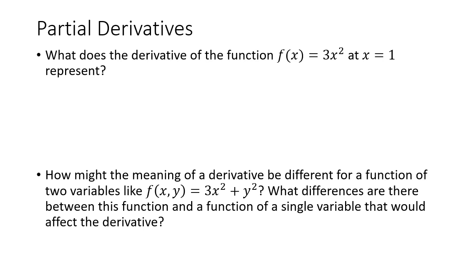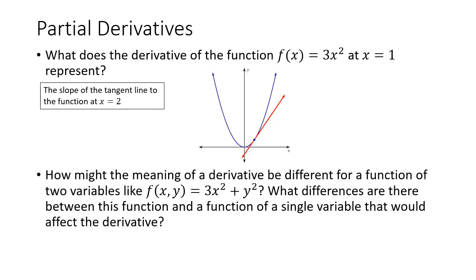So let's begin. The first question is, what does the derivative of the function f of x equals 3x squared at x equals 1 represent? The answer is it represents the slope of a tangent line. And as you may remember, a tangent line intersects the curve at exactly one point.